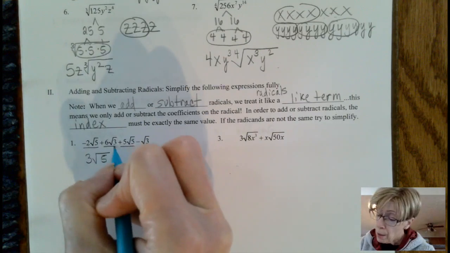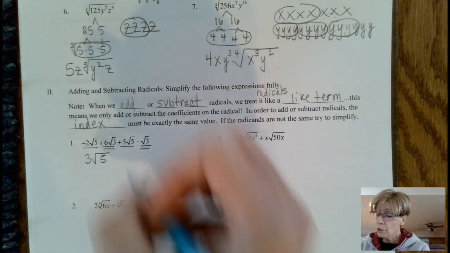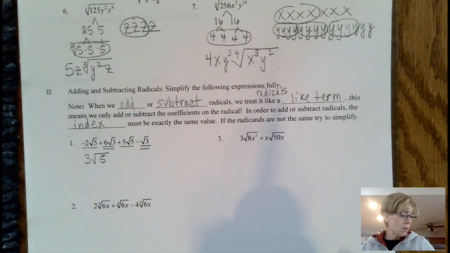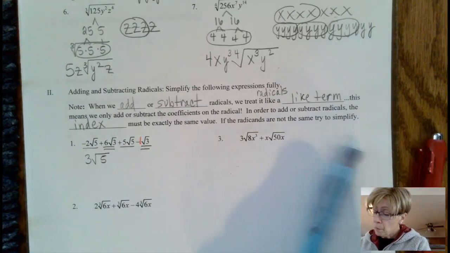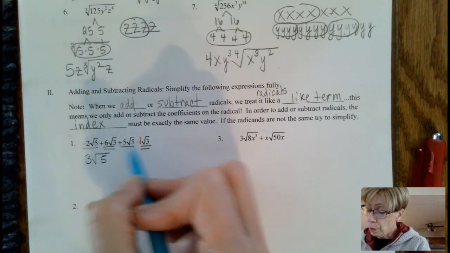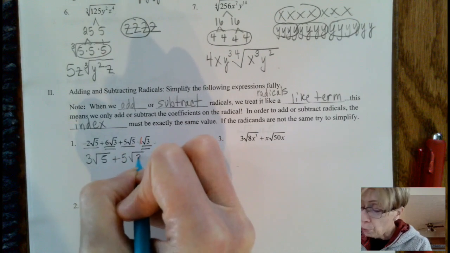Then we have 6 square root of 3 minus square root of 3. Just a reminder that this is a 1 in front of that square root of 3. So 6 square root of 3 minus 1 square root of 3 is 5 square root of 3.